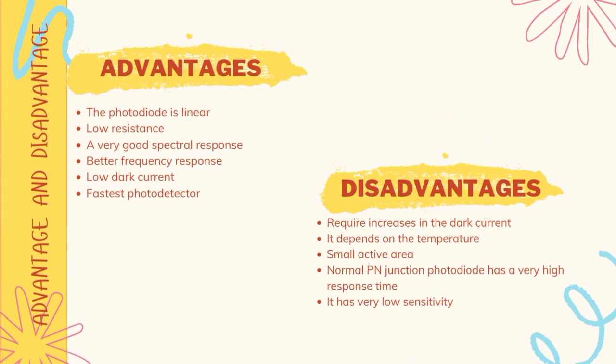Advantages of photodiode. The photodiode is linear, low resistance, has a very good spectral response, better frequency response, low dark current, and is the fastest photodetector. Disadvantages: it requires an increase in the dark current. It depends on the temperature and has a small active area. A normal PN junction diode has a very high response time. It has very low sensitivity.